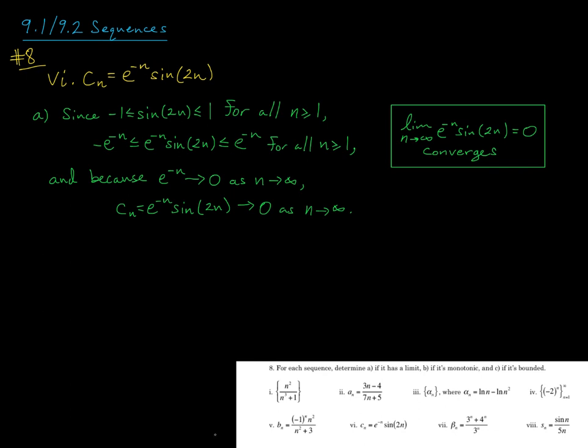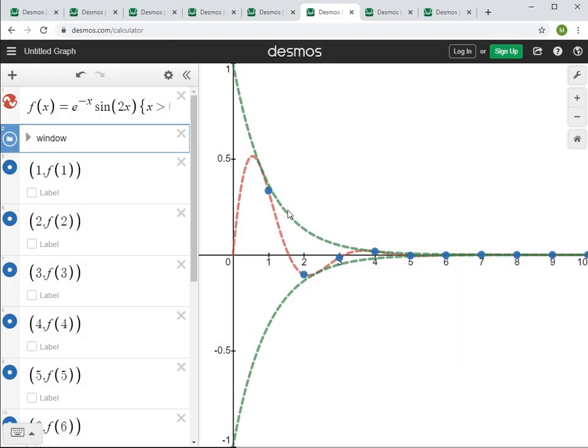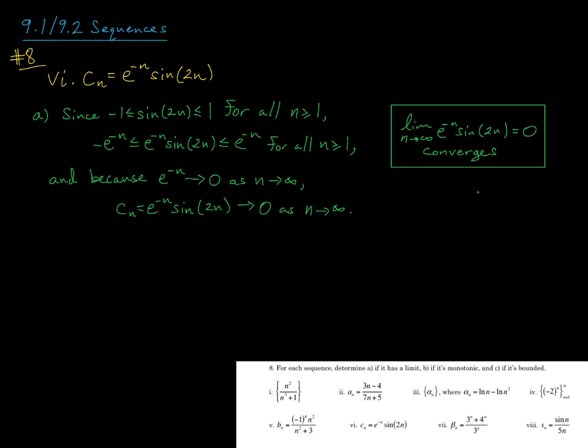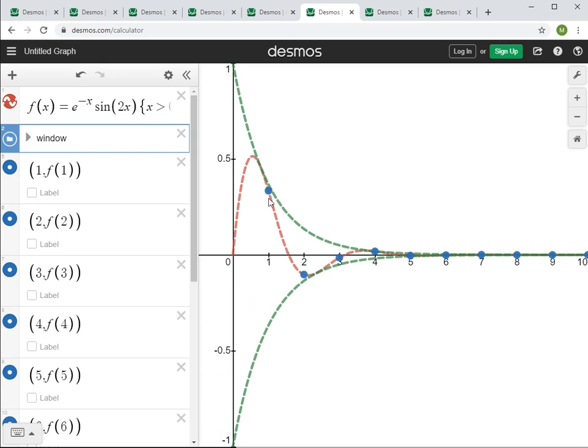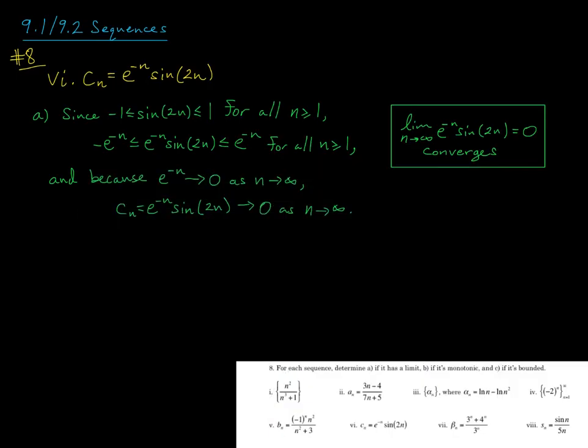Okay, and again, since the green bounding curves are approaching 0, our curve is also approaching 0, so of course the corresponding sequence approaches 0. So we have a convergent sequence. Is it a monotonic sequence? The answer there is no. Here we decrease and then we increase. So those first three terms say no, it's not monotonic.